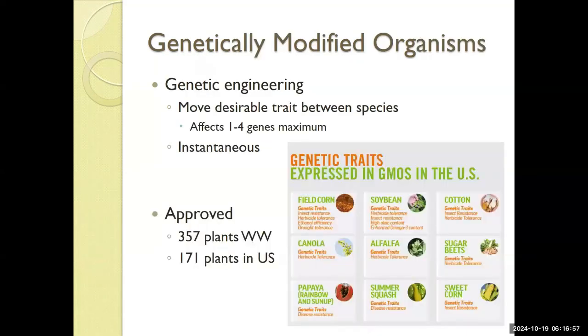Genetic engineering moves 1 to 4 genes only. We know exactly what we're moving and where we're putting it. It's instantaneous. It's in the next generation or it's not. No intermediates, no hits and misses. We can check for it. And so genetic traits have been approved in close to 400 plants worldwide and about half of them in the United States. We've made canola that are herbicide tolerant. We've made papaya with disease resistance. We've made soybeans healthier by adding high oleic content and increased omega-3 fatty acids.